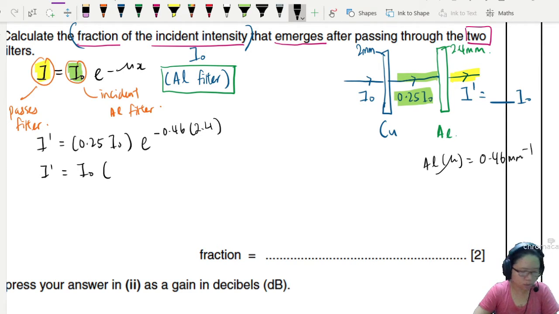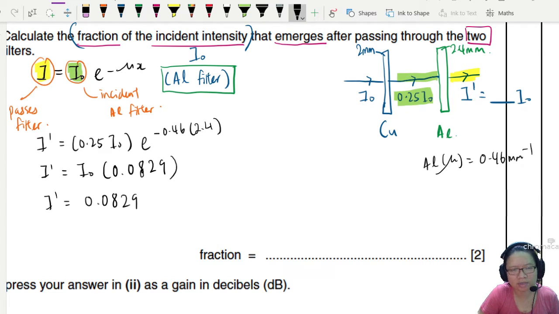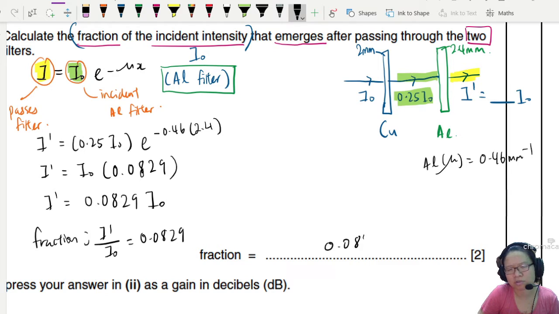And that will give me 0.08288. Wow, the inner Chinese in me likes this number. 0.0829, okay, so when writing to 3 s.f., my I prime will be equal to 0.0829 I0. You can leave it as a fraction, which is I prime over I0 is 0.0829. Okay, so this is one method.